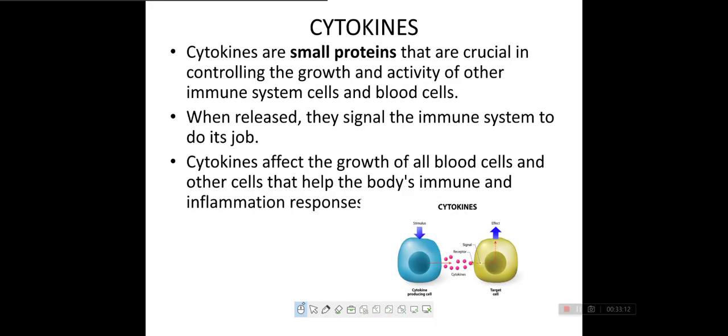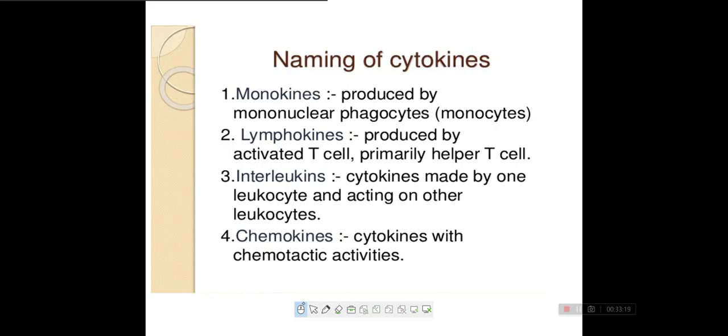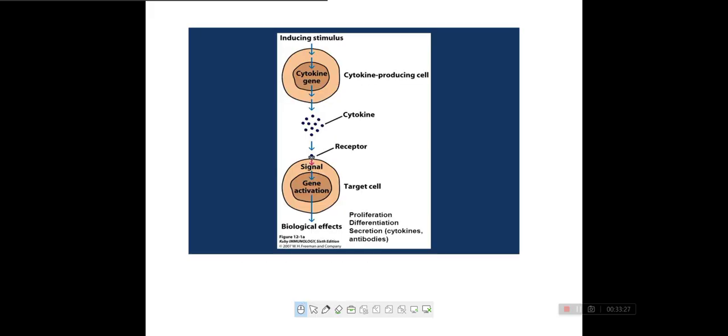A cytokine is a molecule that is secreted by T cells or B cells, right? And they help in destroying the pathogen. Types of cytokines: monokines, lymphokines, interleukins, chemokines, right?